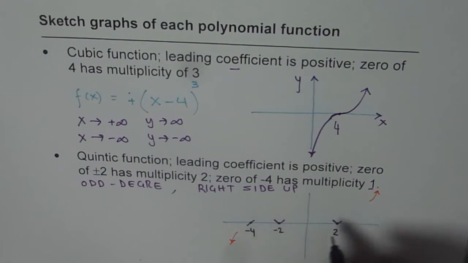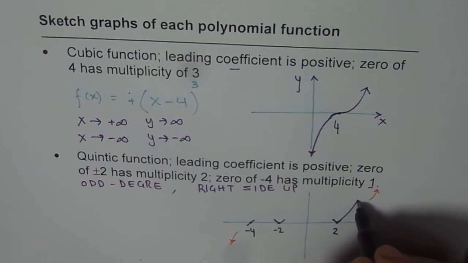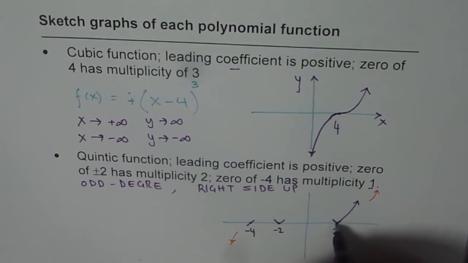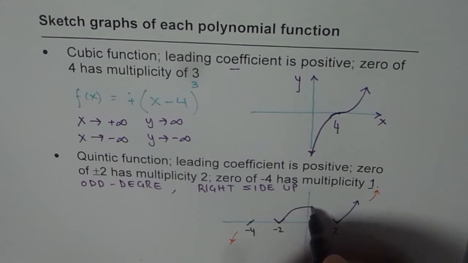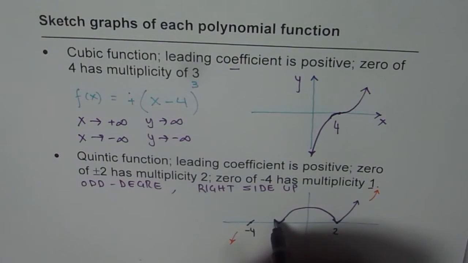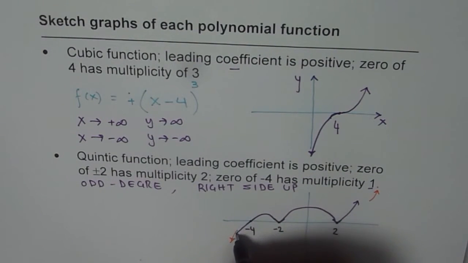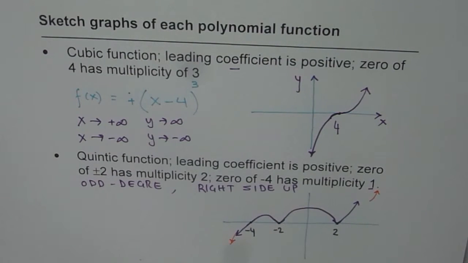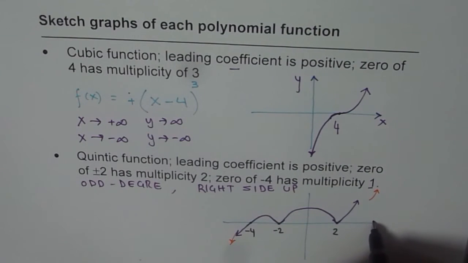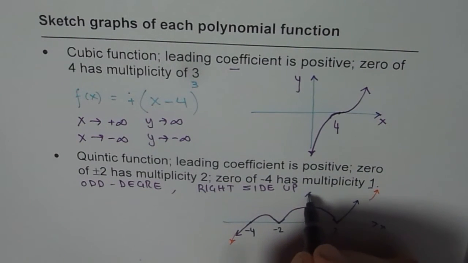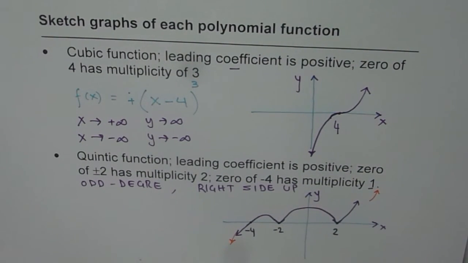Now connecting these points, you should get your graph, right? Like this. Do you see that? So you can have this graph kind of like this. Is it okay? And then you can come like this. So that is how you can sketch a quintic function. I hope you understand and appreciate the steps taken to sketch this kind of a function. Thank you.